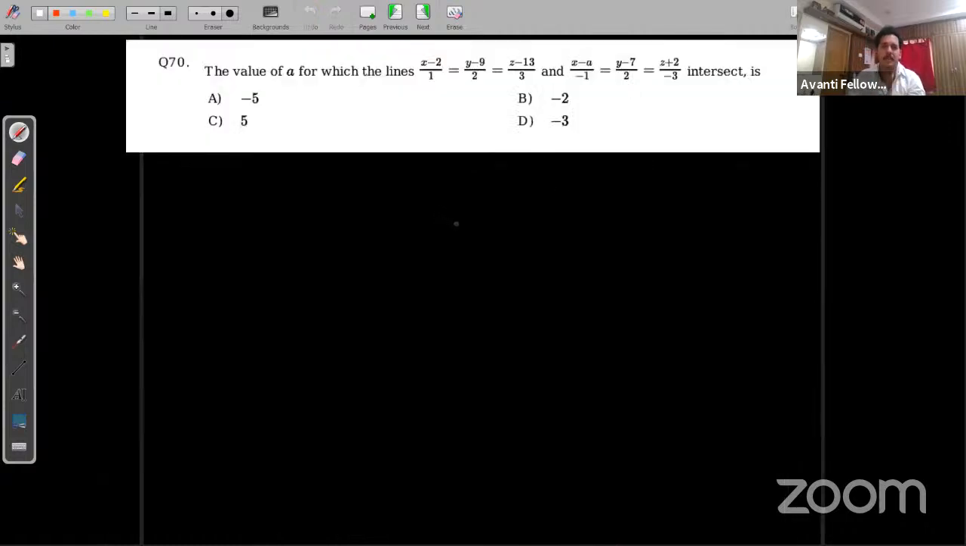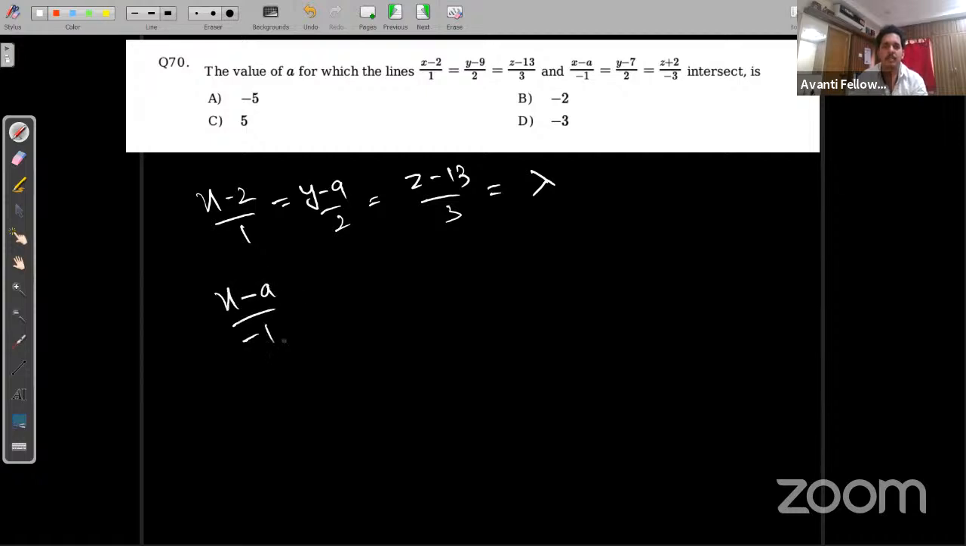Next one, the value of a for which the two lines are going to intersect. Alright, this is not a big deal. If both intersect, then the intersection point is the same, right? Let us assume x minus 2 by 1 is equal to y minus 9 by 2 is equal to z minus 13 by 3 is equal to some lambda. And the other line equation is x minus a by minus 1 is equal to y minus 7 by 2 is equal to z plus 2 by minus 3 is equal to some mu.